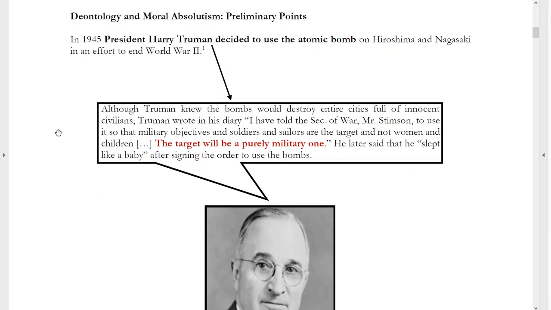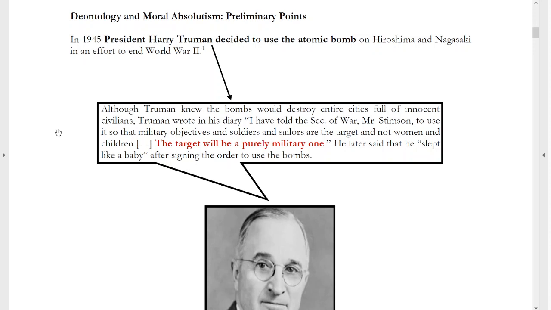What I'm interested in for the moment is the justification, or what Truman himself thought about this decision. Although Truman knew that the bombs would destroy entire cities full of innocent civilians, at the time Truman wrote in his diary, quote, "I have told the Secretary of War, Mr. Stimson, to use the bomb, so that military objectives and soldiers and sailors are the target and not women and children. The target will be a purely military one." And he later said that he slept like a baby after signing the order to use the bombs.